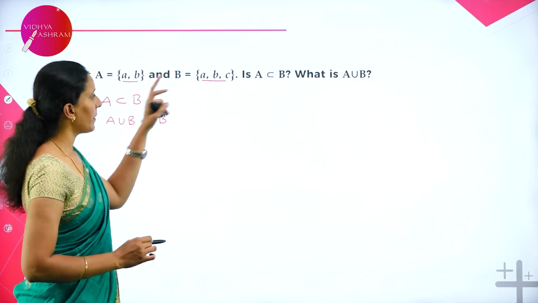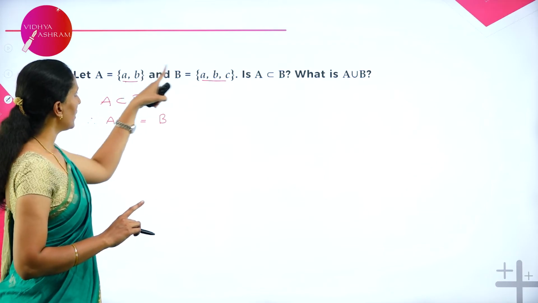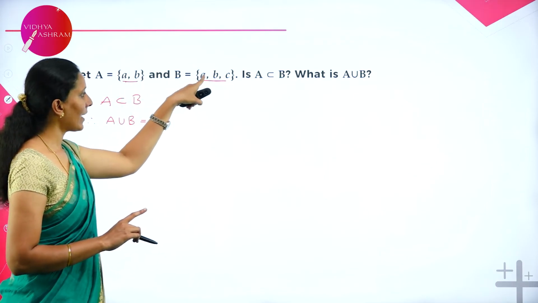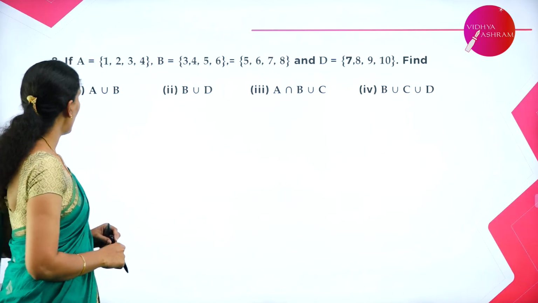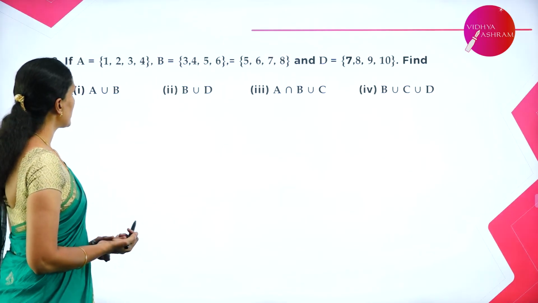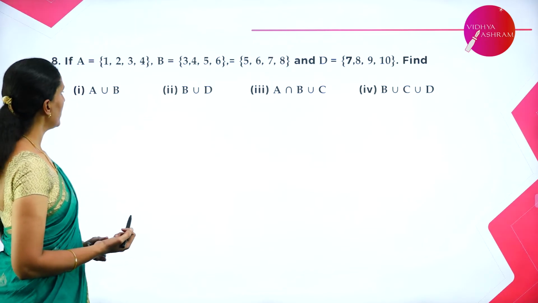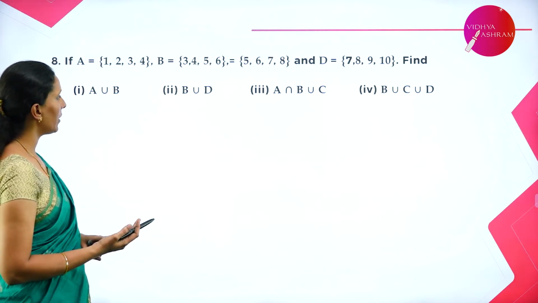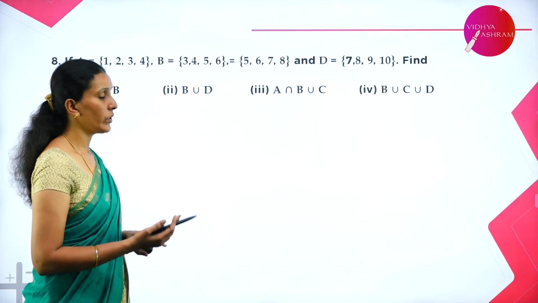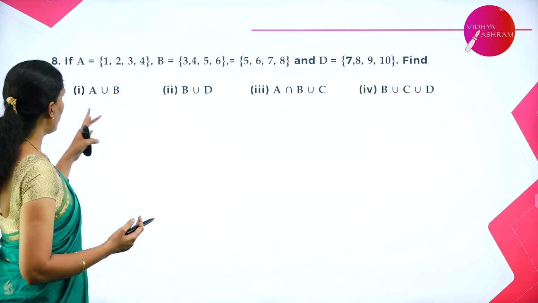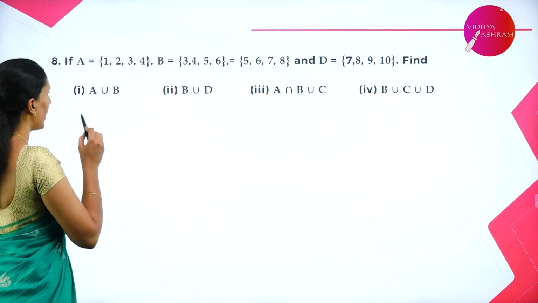Because B is the major set here, when I take the union of these two sets, I will get back ABC again, which is set B. So next we have the four sets given: A, B, C and D. We need to find A union B, B union D, A intersection B union C, and B union C union D.